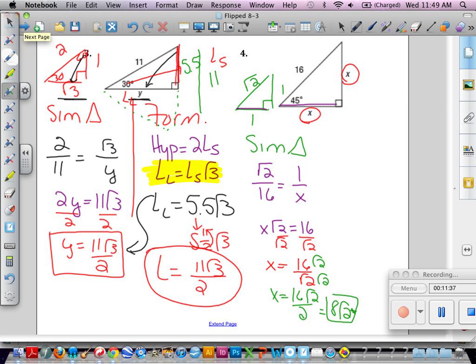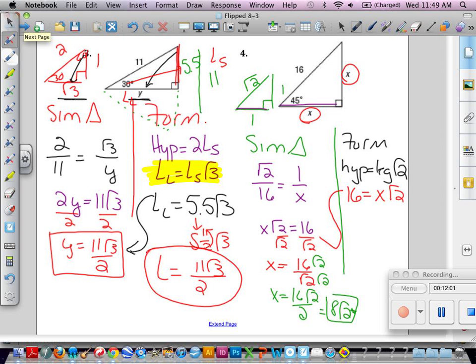Now, if you want to use your formulas, it's hypotenuse equals the leg times root 2. Your hypotenuse is 16, so you write 16 in hypotenuse. The leg is what you're looking for, so it's x root 2. So do you guys see here? I'm going to be right here. See that? I'm getting the same equation. So I'm getting 16 over root 2 is x. Multiply by root 2 again. That's 16 root 2 over 2. And I'm going to get 8 root 2.